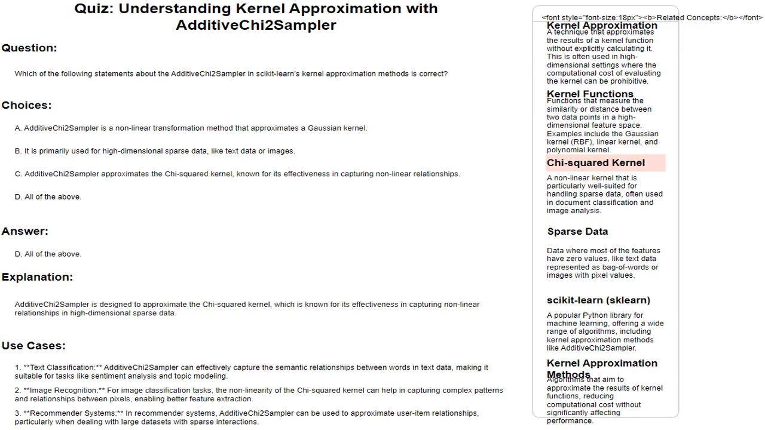Consider two documents represented as bag of words vectors, x = [0, 1, 0, 2, 0, 1] and y = [1, 0, 1, 1, 0, 0], using the chi-squared kernel. The similarity between these two documents would be calculated as follows. K(x, y) = exp(-gamma * sum((xi - yi)^2 / (xi + yi))).